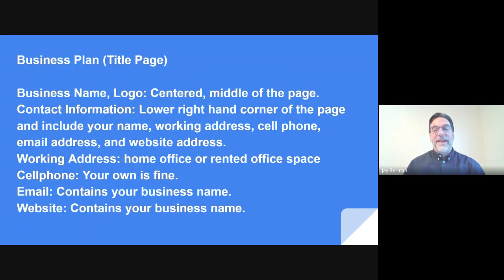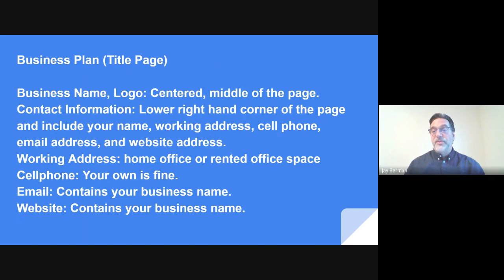Now, every business plan has a title page. So your business name, and if you have a logo, by all means, put that on the title page. The title, your business name and logo, should be centered in the middle of the page. There should be contact information in the lower right-hand corner of the page, and it should include your full name, a working address, your cell phone number, an email address, and if you have a website, certainly put down the website address.